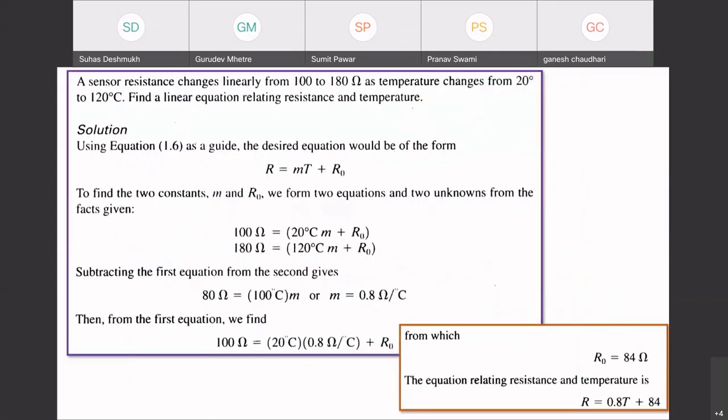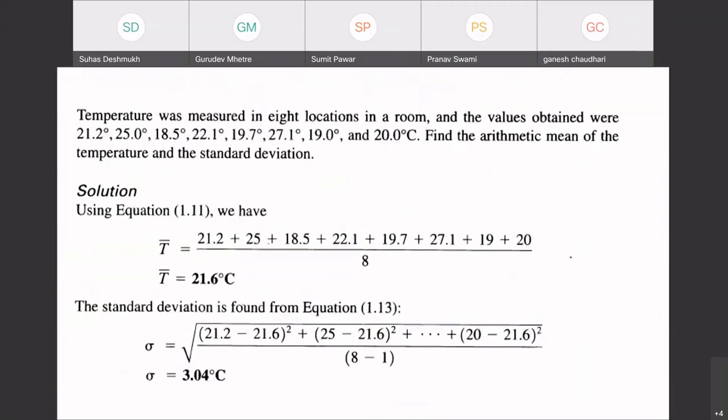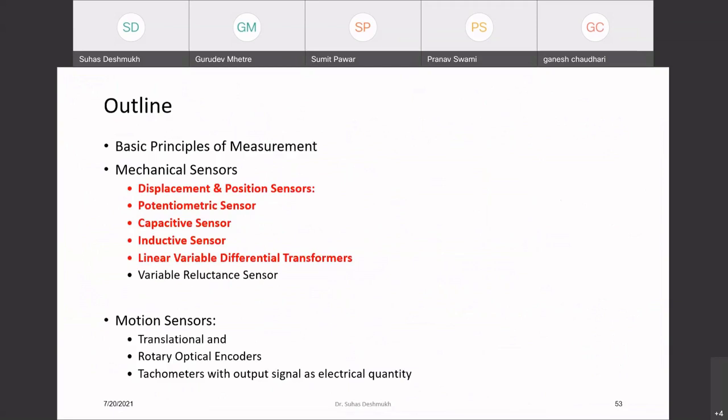Similarly, you can go through a few of the numericals here in the PPT. I'll share the PPT with you. So I will stop for today's session. If you have any questions, you can ask me now.